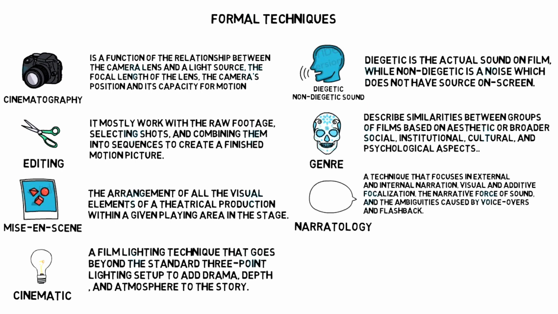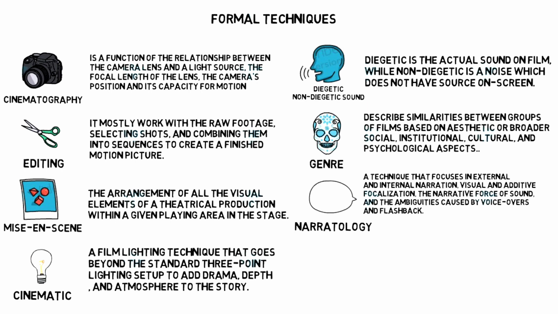And the fourth, there is cinematic lighting. Cinematic is a film lighting technique that goes beyond the standard 3-point lighting. So in cinematic, you have to focus on the atmosphere of the story, how well the atmosphere itself fits in the film.